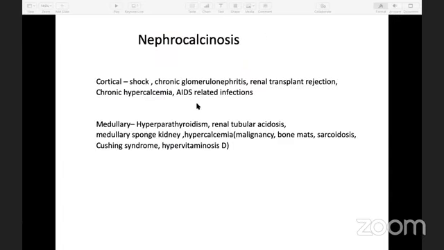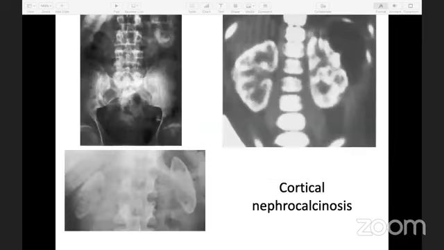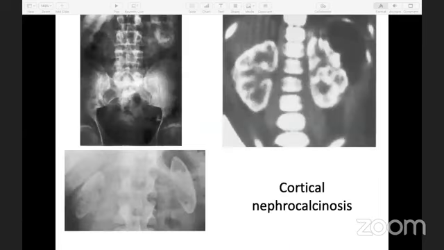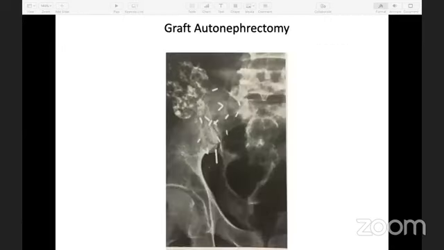Nephrocalcinosis can be cortical and medullary, and there are many causes. Let us see a few. These are a few pictures of cortical nephrocalcinosis. The causes may be shock, chronic glomerulonephritis, renal transplant rejection, hypercalcemia, and AIDS-related infections. This is dystrophic calcification after graft rejection.